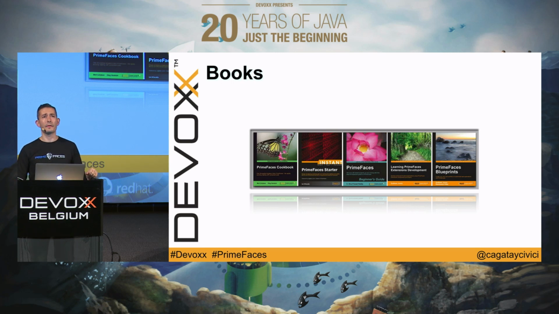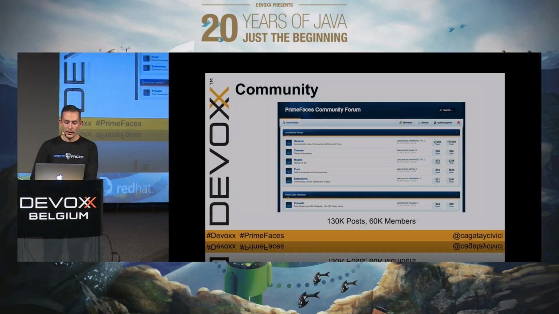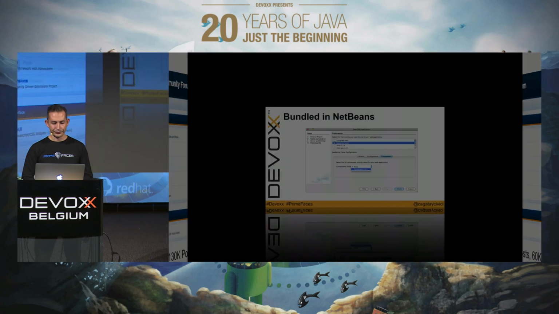The most popular one is the PrimeFaces Cookbook, where you can find different how-to information. It's based on recipes. There are some tutorials as well, and starter, beginner's guides, and advanced PrimeFaces books. So in case you have a problem, of course, the PrimeFaces community is here to help. We have more than 60,000 members and 130 posts on the forum. So there's a big knowledge base.